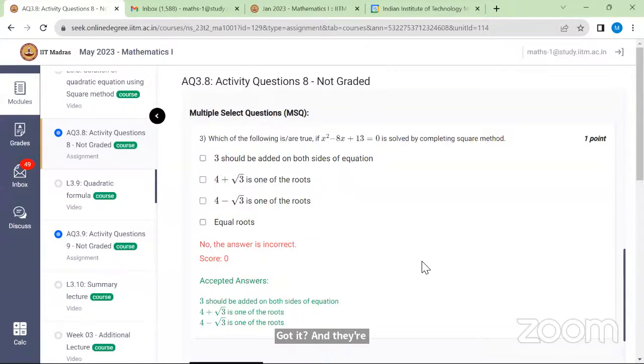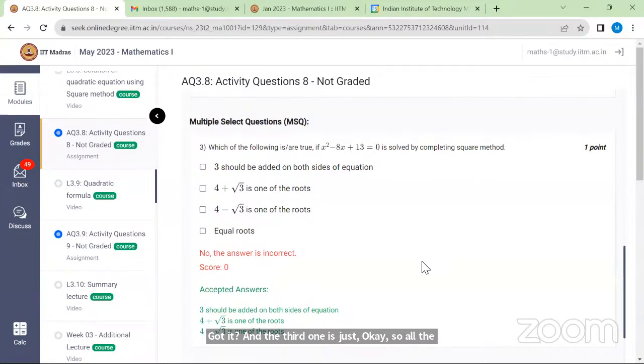Using any method. Can you solve it by completing the square method? Okay, sir, please. When you are able to, how will you make it minus x square minus 8x plus 13? How will you make it 16? What's the nearest perfect square to this positive number? 16. Can you make it 16 by adding 3?